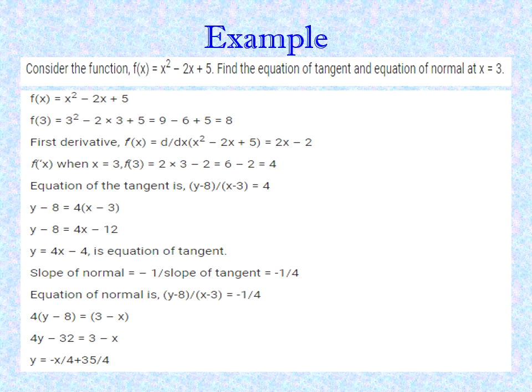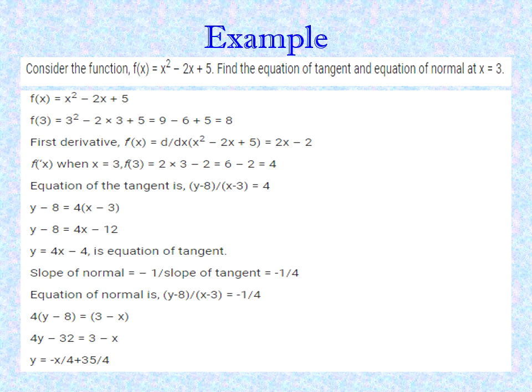Now using this, we can easily find the equation of the tangent like the last example. (y minus 8) by (x minus 3) is equal to 4, and so just cross multiply it, we'll get y equal to 4x minus 4 as the equation of the tangent. And when you substitute 8 and 3, I think you know how to get this 8 and 3. First we substitute x equal to 3 in the given function. When you substitute, we'll get 8.